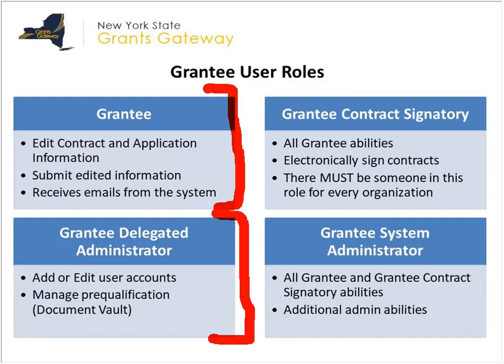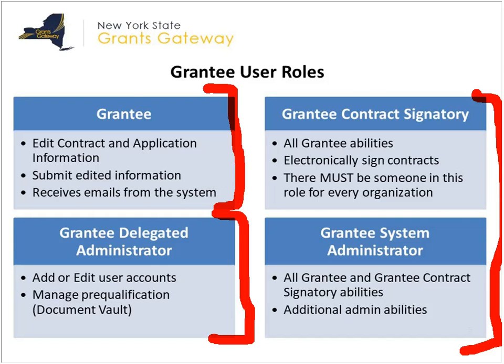They could submit that information. They would receive emails from the system if there are updates to your contract, but one thing they can't do is sign the contract. So if you only have one person and that person fills out the contract and signs it, you're going to want somebody here on the right. But if you have maybe a grant writer or assistant who will fill out the details but won't actually sign the contract, then you might want to have two of these people. So you would potentially have someone in the role of grantee, but you definitely need somebody on the right in either the Grantee Contract Signatory role or the Grantee System Administrator role.